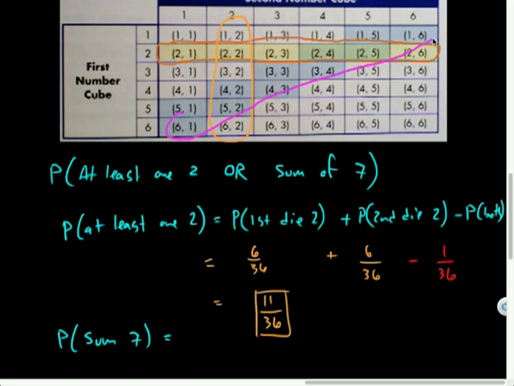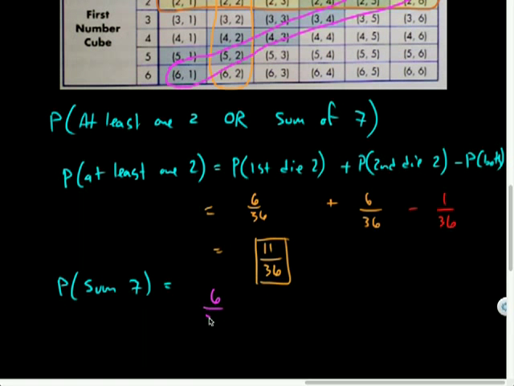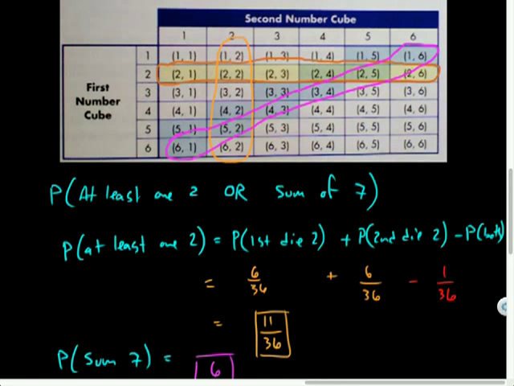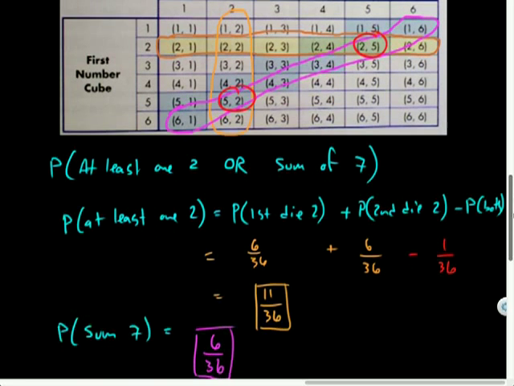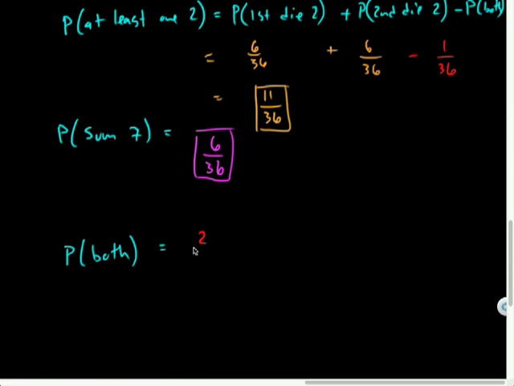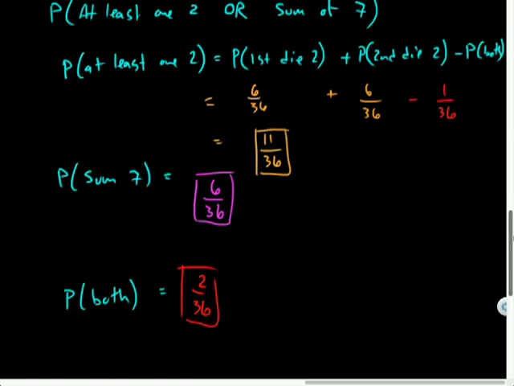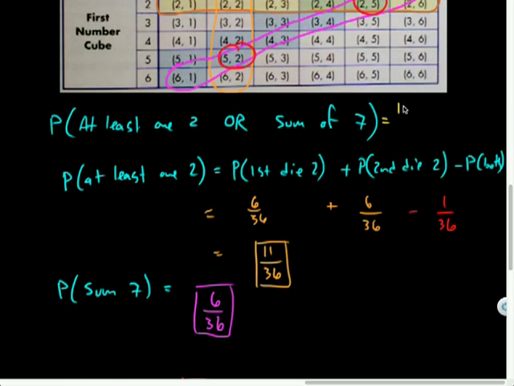There we go. Yeah, I didn't even look down at the columns there. It is just straight up 6 out of 36. And then the probability of both occurring, you're right, 5, 2, and 2, 5. There were 2 out of 36 that did that. So, to find this, I would do 11/36 plus 6/36, and then minus 2/36.